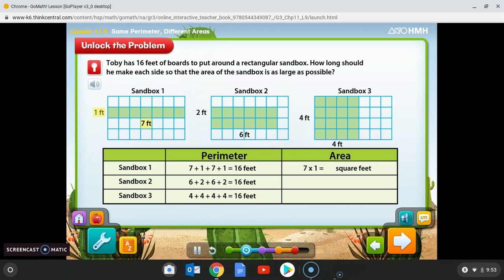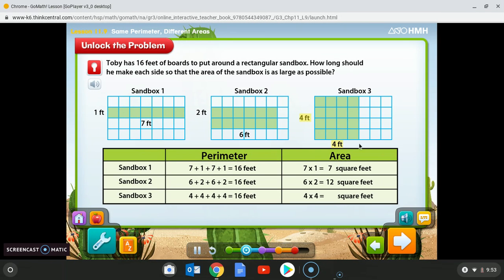See, this sandbox doesn't have a very big area, does it? Because it's 1 foot, 1 row of 7. Class, what's 7 times 1? 7. I could even count the squares to find my area, remember? Now, what if I have a 2 foot by 6 foot array, what's my area? 6 times 2 is 12. So even though I have the same perimeter, do you see how the area is changing?